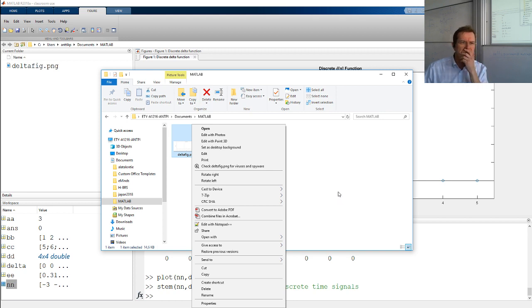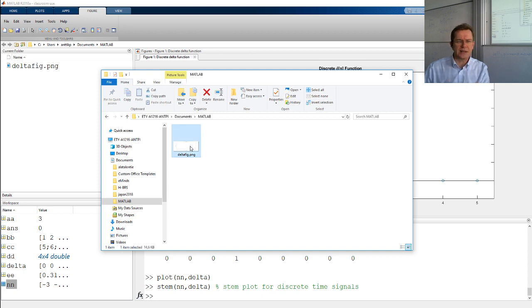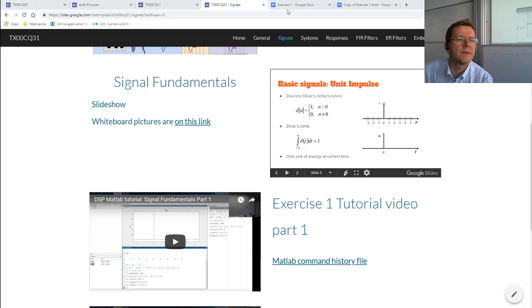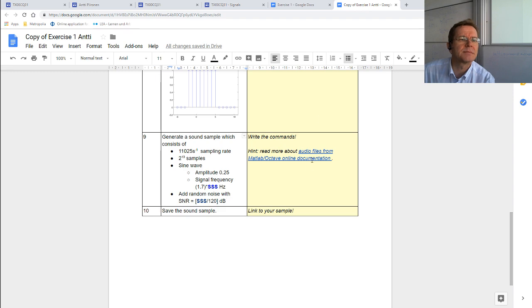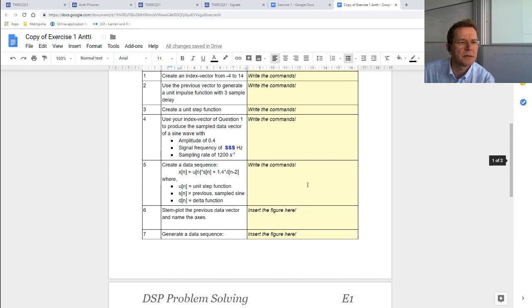Let me try. Just Control C in file browser, then go to this exercise sheet. Let's see if it works like that. Control V. No, it does not.